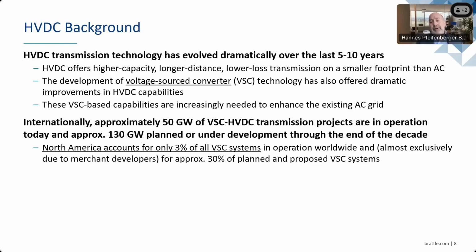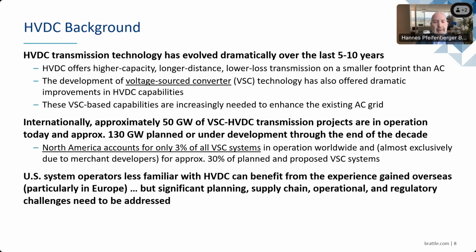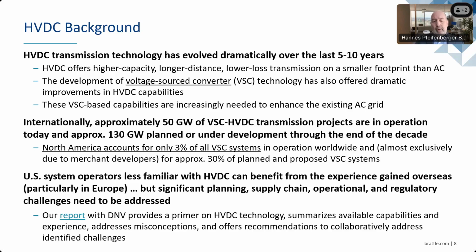But with all the merchant lines and all the proposed systems, if those get built, the US would account for about 30% of the currently planned proposed VSC systems worldwide. US system operators, other than CalISO and New York, are generally less familiar with HVDC and how the new HVDC technology can benefit their grid. But we can learn a lot from overseas experience, though there are quite a few barriers related to the planning processes, the supply chain, operational, regulatory, and so on. We'll talk about the planning challenges today, but these other barriers are really important to understand, and our report from the fall is really laying that out in greater detail.